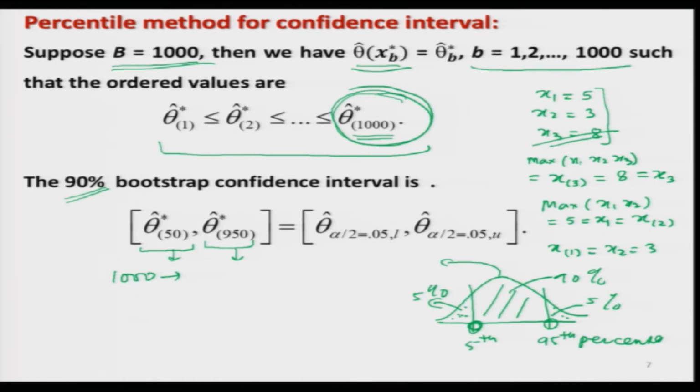Right. So at alpha equal to 10%, alpha by 2 will become 0.05, and then I try to find out the value here, and these are your confidence interval. So that's what I'm trying to give you an idea of, how the things are calculated.